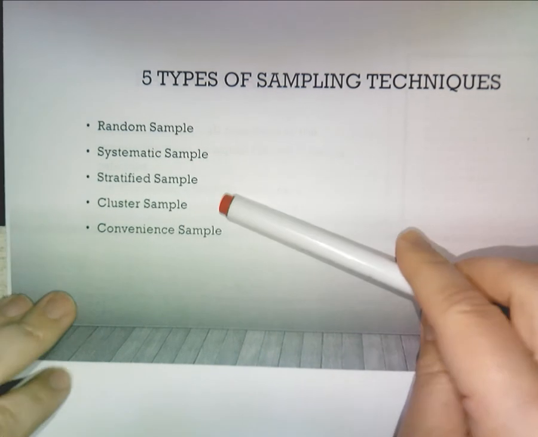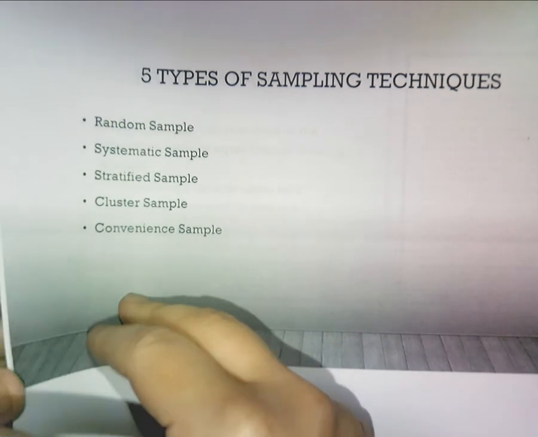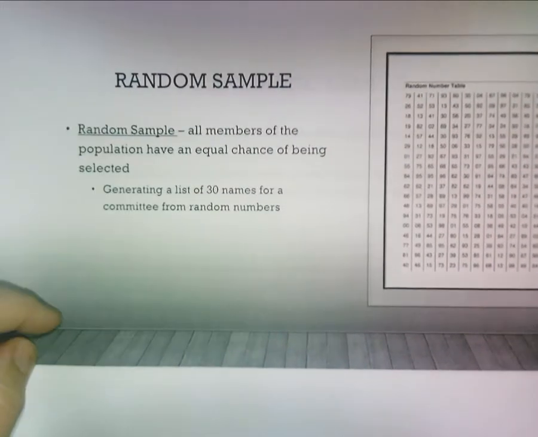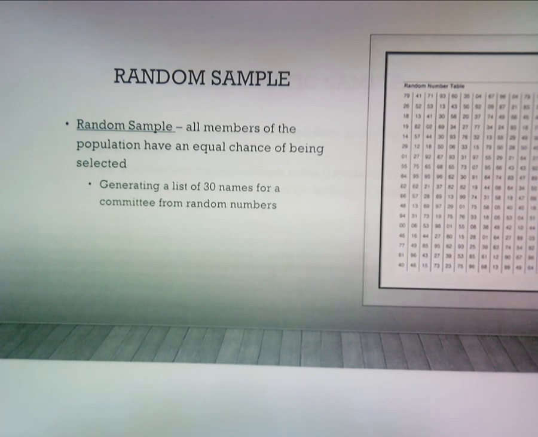So let's talk about each one of these. That's all we're doing today. Random sample is what you want. All members of the population have an equal chance of being selected. You're not being specific, you're not being biased, you're randomly selecting males, females, blacks, whites, Latinos. You're randomly selecting all different age groups, all different political parties. It's all to say you want to be as random as can be.